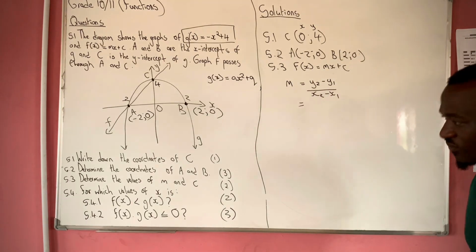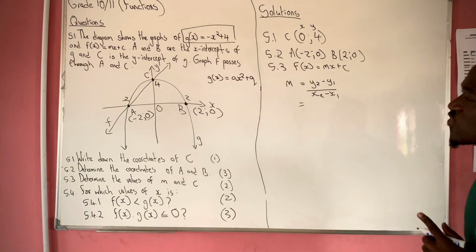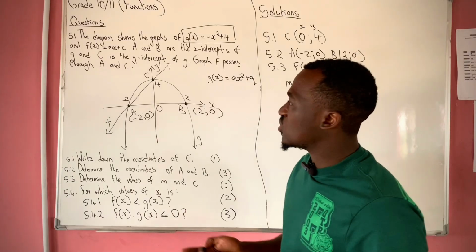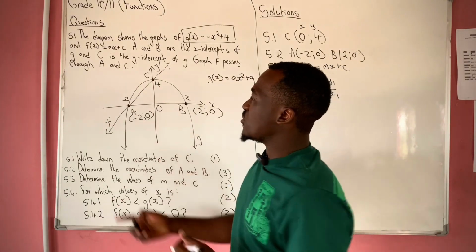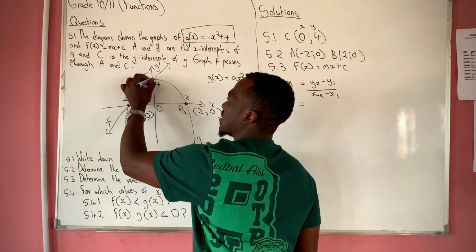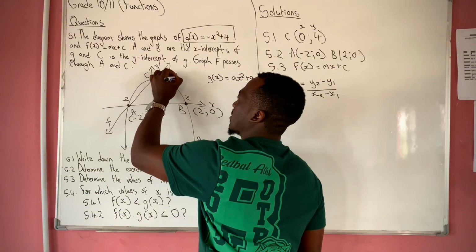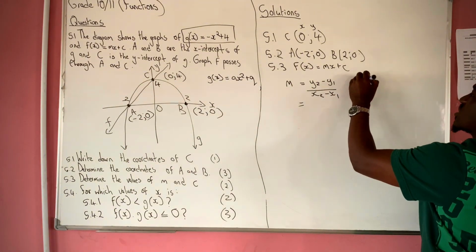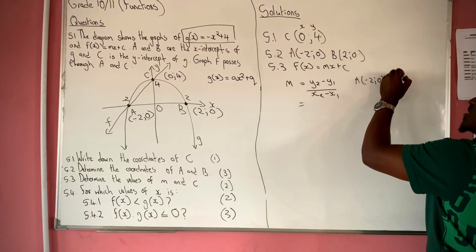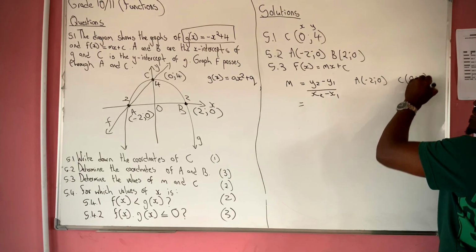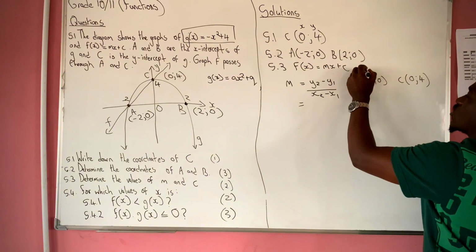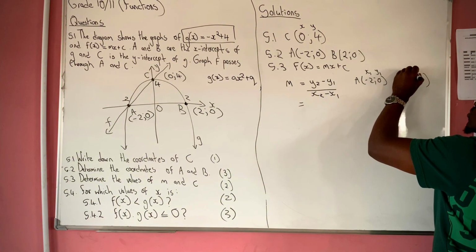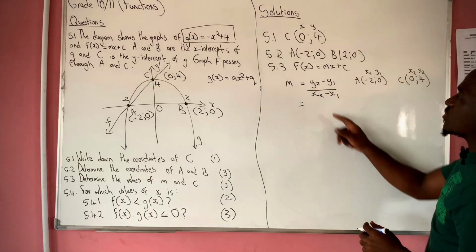Now let's look. We need to find coordinates that lie on this straight line, so there must be two. This is the straight line, and we can simply see that this point and this point are on the straight line. So let's take these two coordinates. We're going to take A, which is (-2, 0), and C, which is (0, 4). This is going to be our x1, y1, and x2, y2 here.